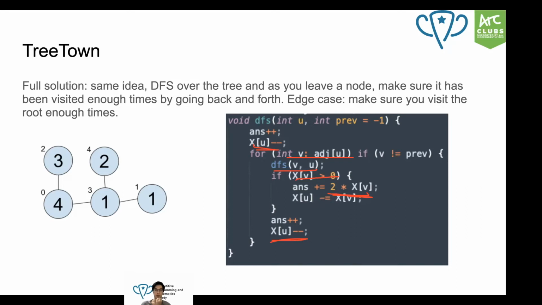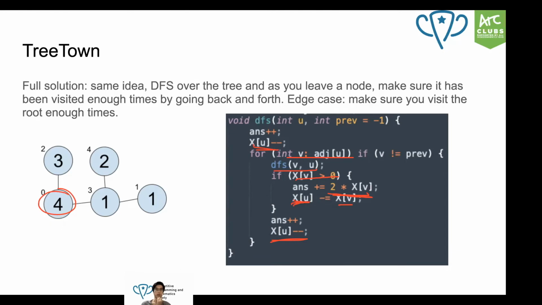And then we've also visited the parent node that many times. So we subtract that from that to say that we visited the parent node that many times. And yeah, if you just call DFS on the root, this basically ends up being enough.